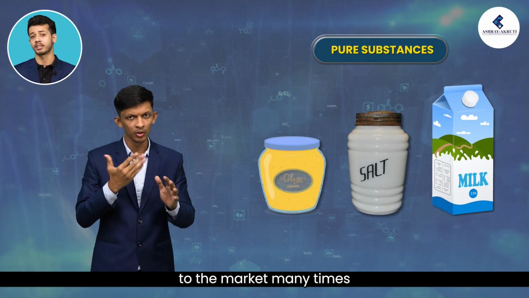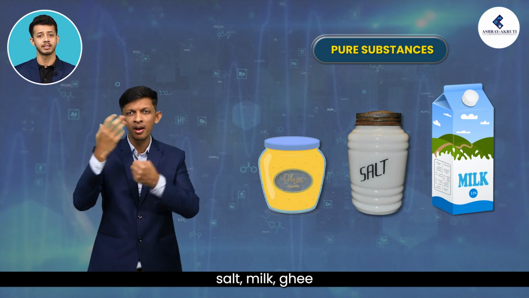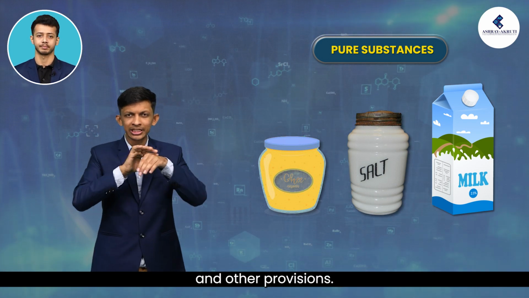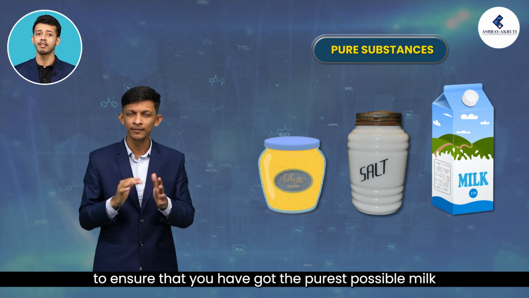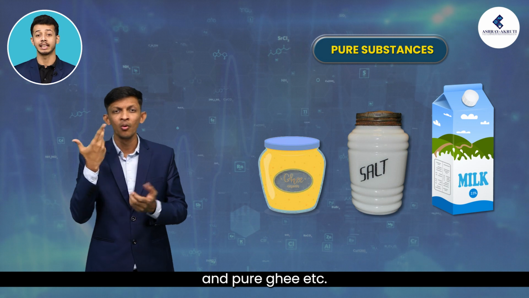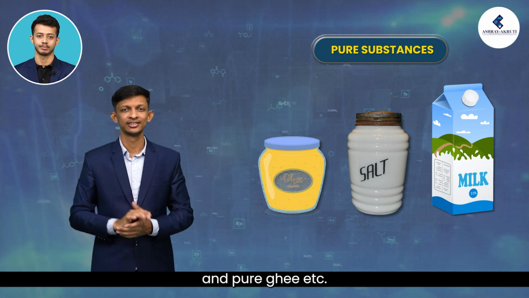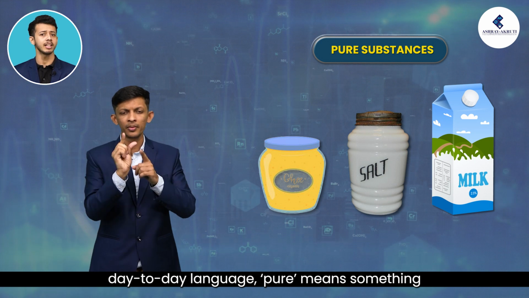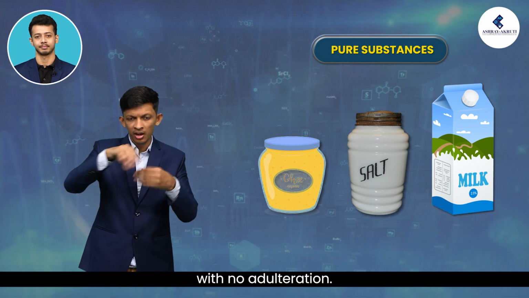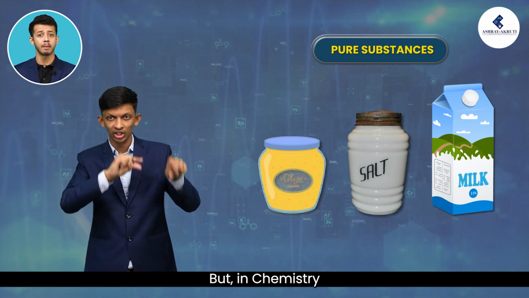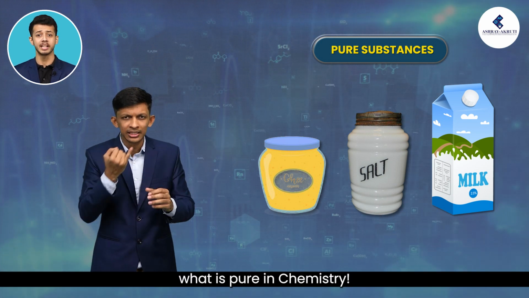You might have gone to the market many times with your parents to purchase rice, salt, milk, ghee, and other provisions. You must have tried to ensure that you have got the purest possible milk and pure ghee, etc. In our day-to-day language, pure means something with no adulteration. But in chemistry, pure means something different. Let us find out what is pure in chemistry.